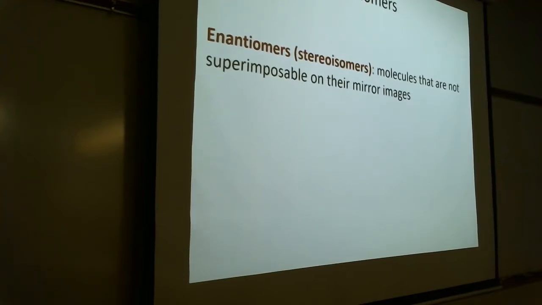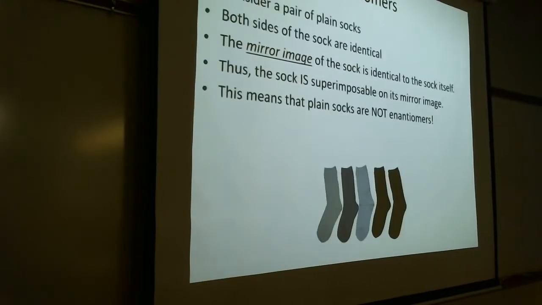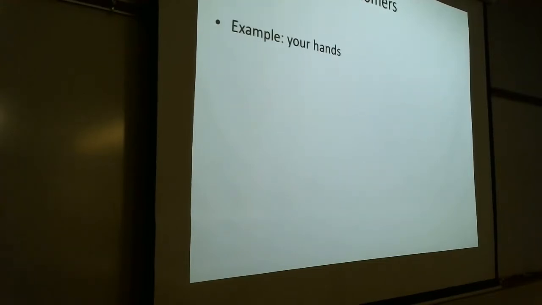And this is something that we just kind of scratch the surface on in elementary organic, but in full Organic 1, you'll spend a long time doing stereochemistry. A lot of time in Organic 1 and Organic 2. Okay, so for instance, socks would not be enantiomeric, right? Because they're the same on both sides. Socks are not enantiomeric. But your hands would be, right?